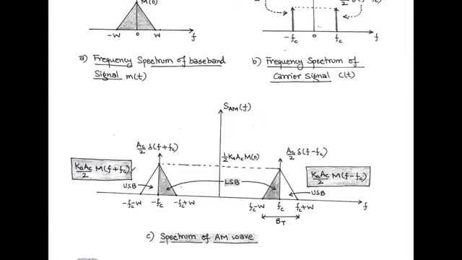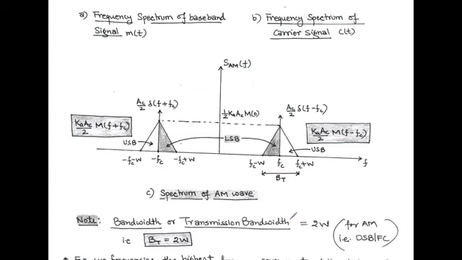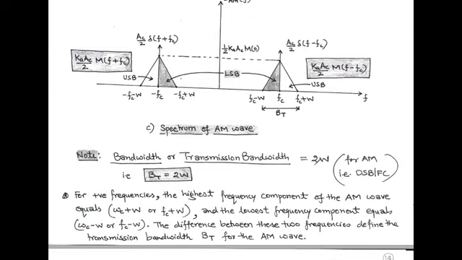On this spectrum of AM signal, we represent the upper sideband and lower sideband, which is USB and LSB. Upper sideband is above a carrier frequency and its range is from fc to fc plus W, and lower sideband extends from fc minus W to fc. And by considering only the positive frequencies, the bandwidth of the AM wave is twice W, that is twice the bandwidth of the message signal. It is also called transmission bandwidth.